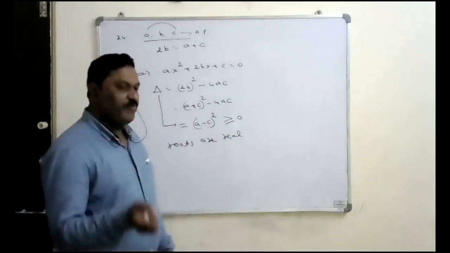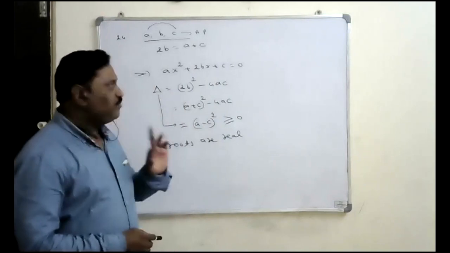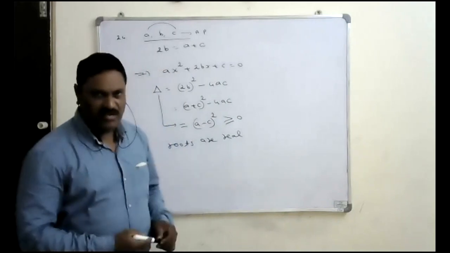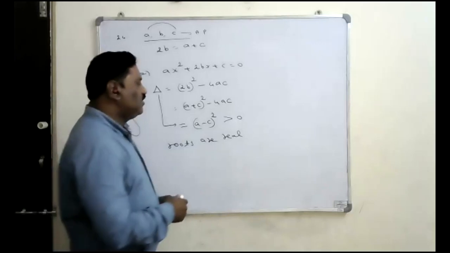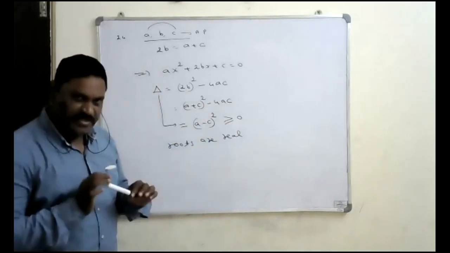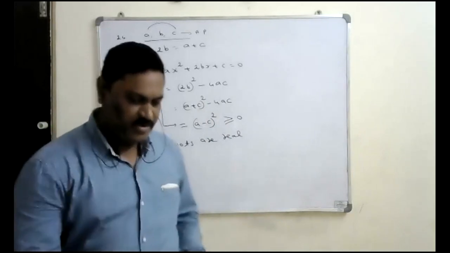Suppose in the problem they had mentioned that A, B, C are in non-constant AP, then in that case equal to 0 will not come. Okay. So since they are not mentioning that, equal to 0 is also a possibility. That's why the roots are real. May be equal, may not be equal.